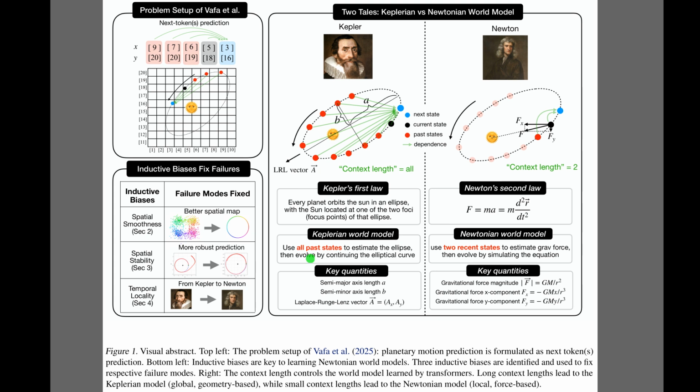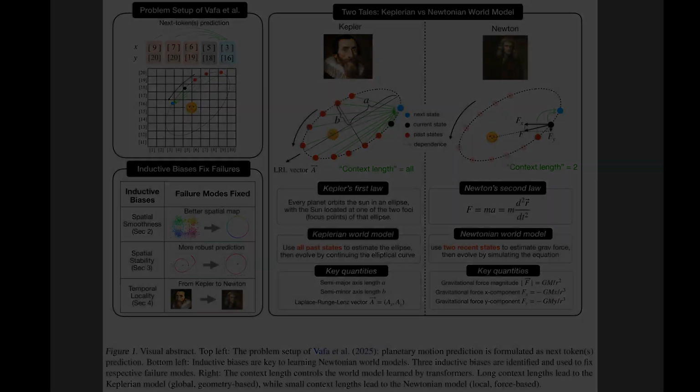Then, the large panel on the right illustrates the central discovery. It shows that with a full context window, the model becomes Keplerian, fitting a geometric ellipse to the entire history, whereas restricting context to just 2 steps forces it to become Newtonian, learning local forces and differential equations instead.